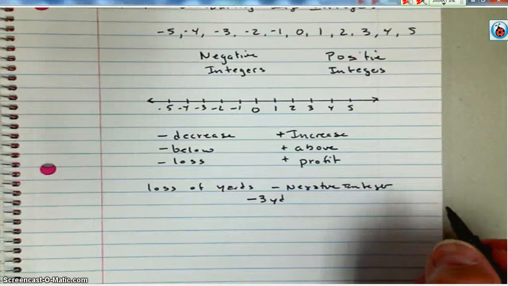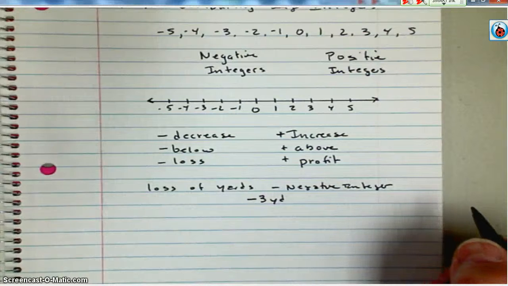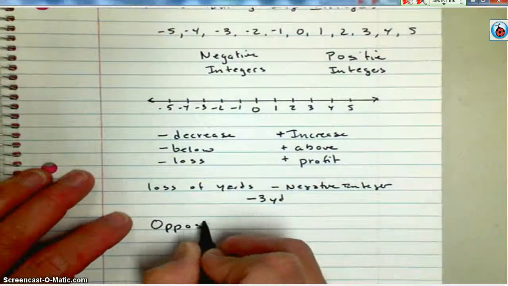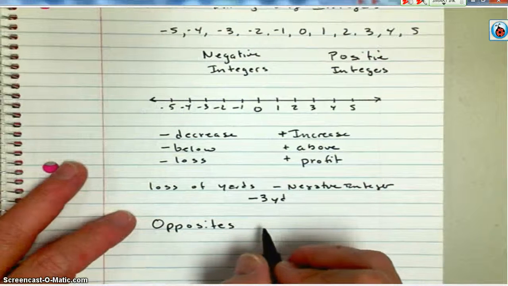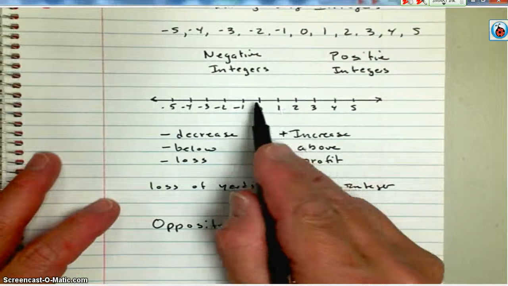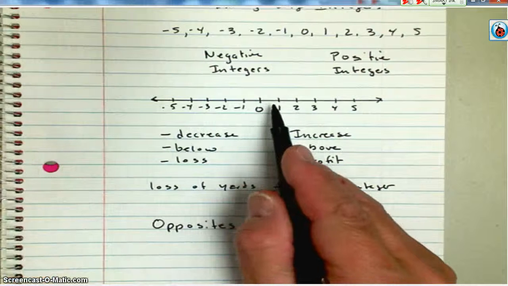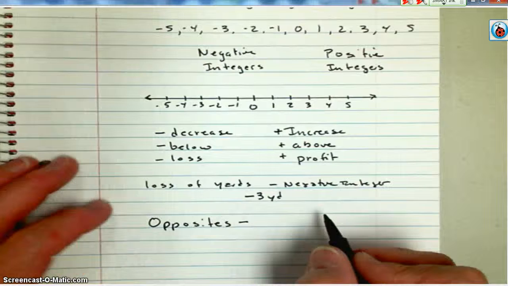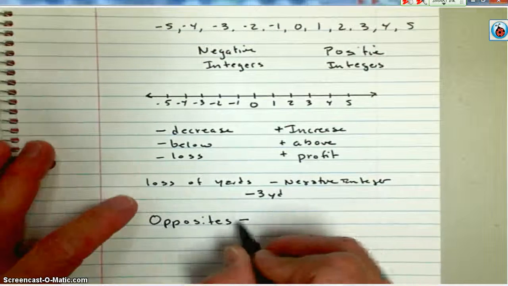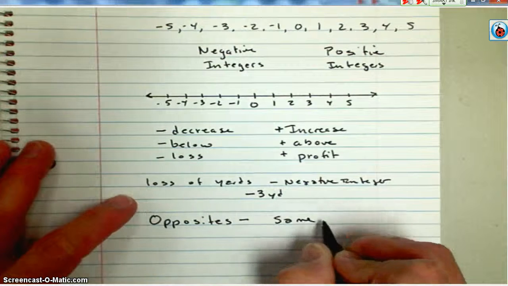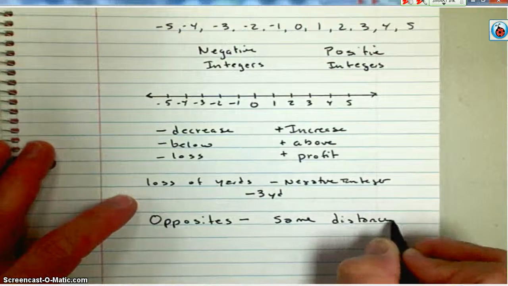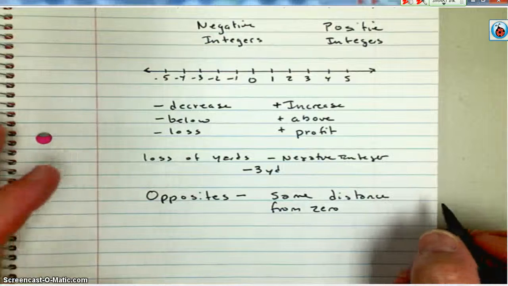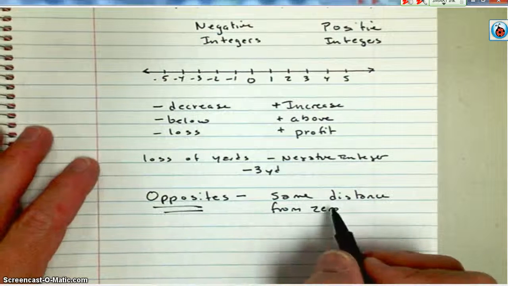Sometimes you're going to hear this word, opposites. So let's write that down. This is something you probably haven't come across a lot, but when we have our number line and we move to the right and left on our number line, when two numbers are opposite of each other, they are basically the same distance from 0. So opposite numbers are the same distance from 0. Copy that down. Opposites are the same distance from 0.